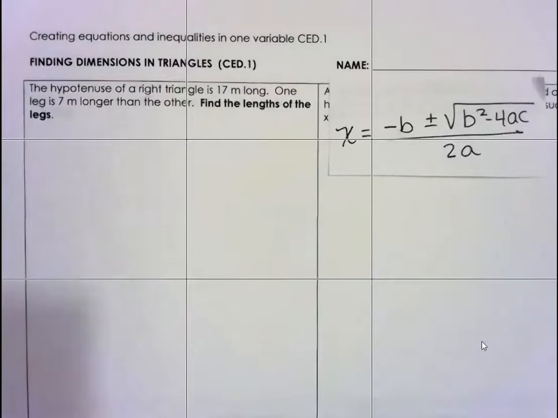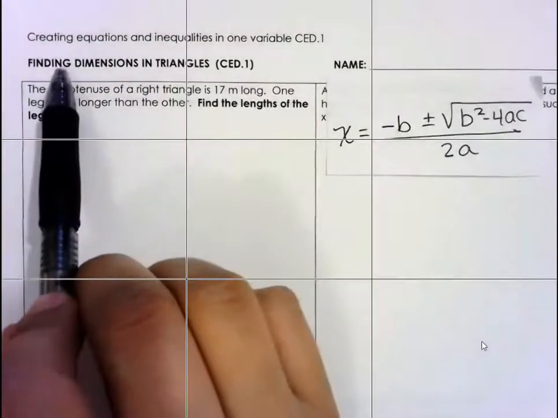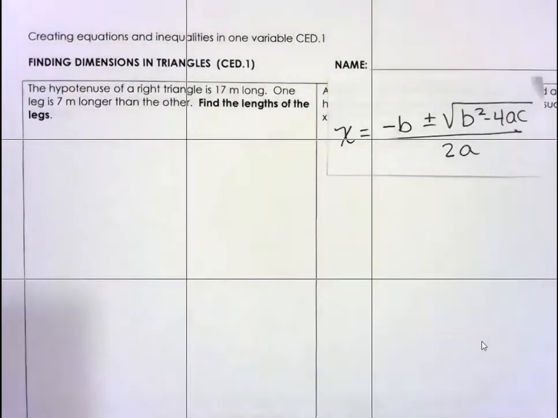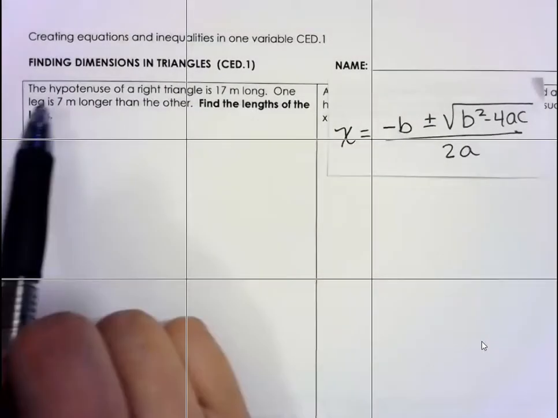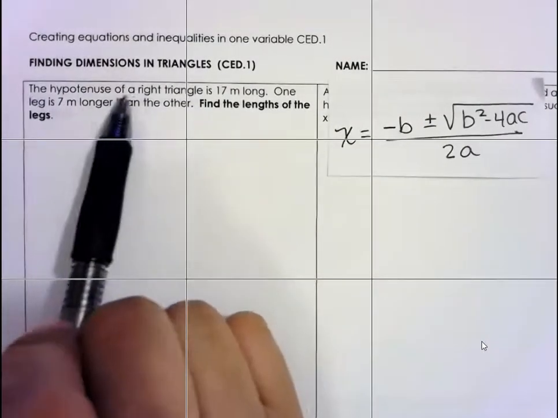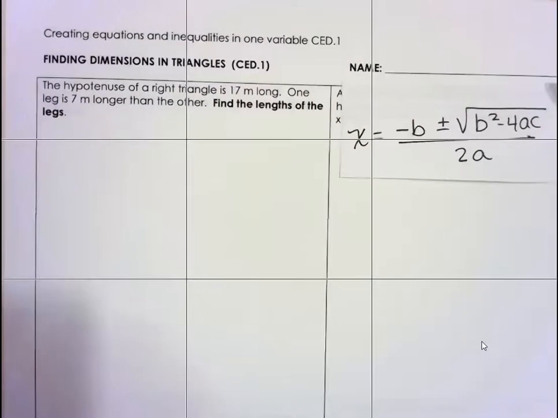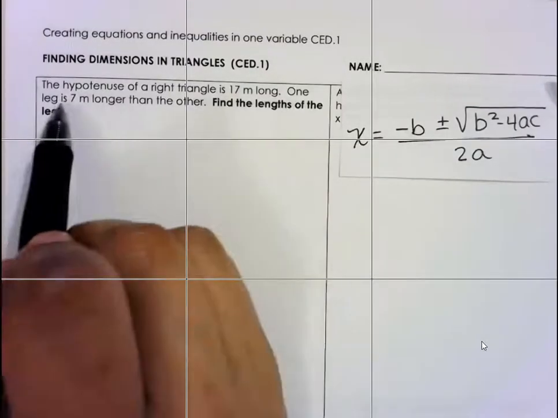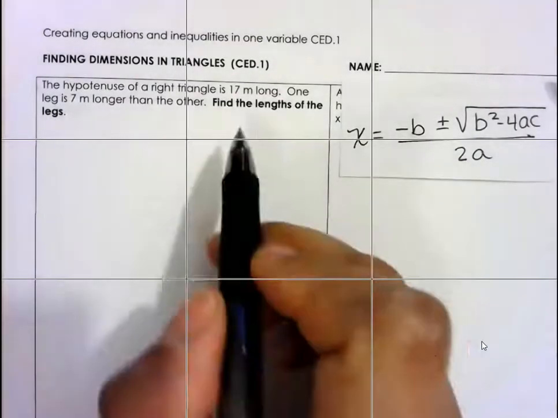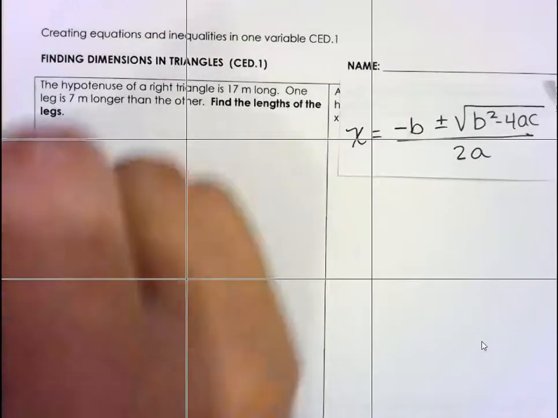In this video, we're going to create equations by finding the dimensions in triangles. The only information that is given to us is that the hypotenuse of a right triangle is 17 meters long. One of the legs is 7 meters longer than the other. We need to find the lengths of the legs.